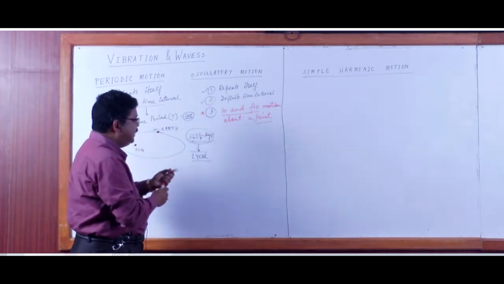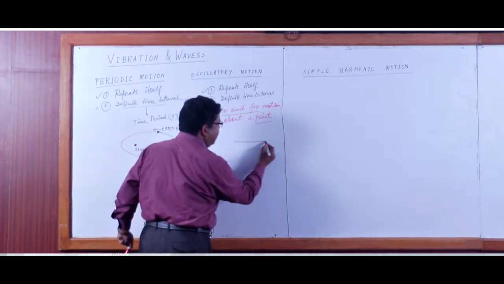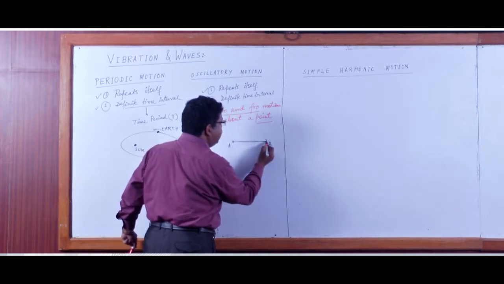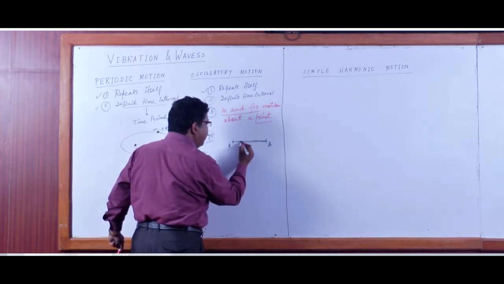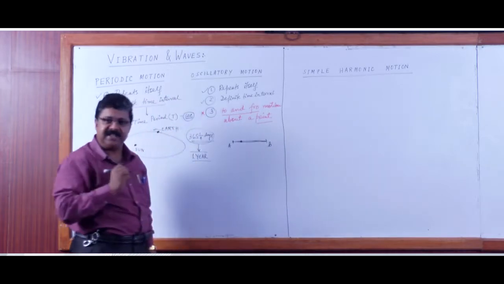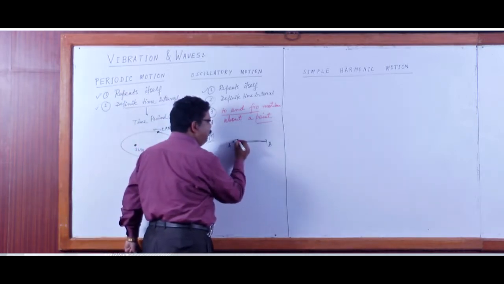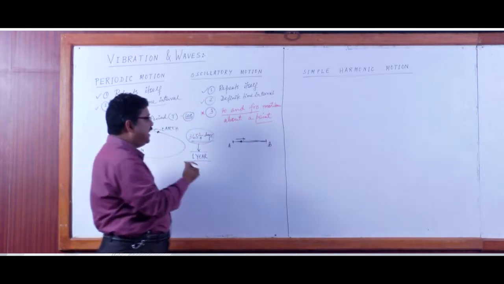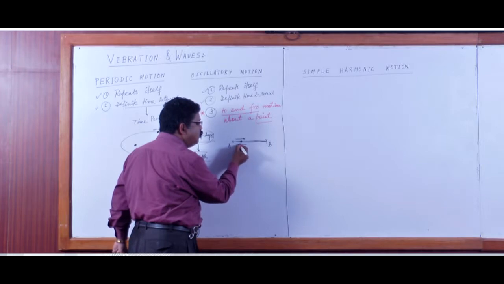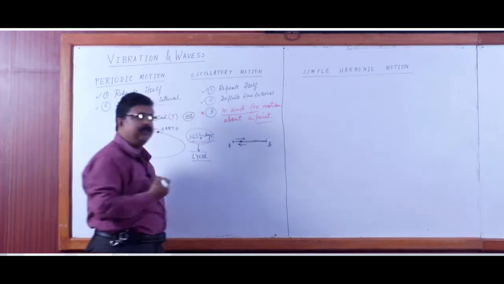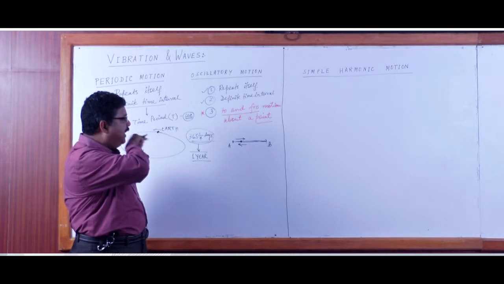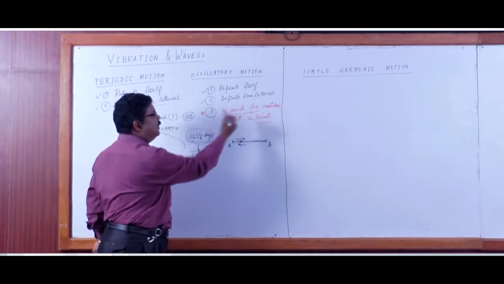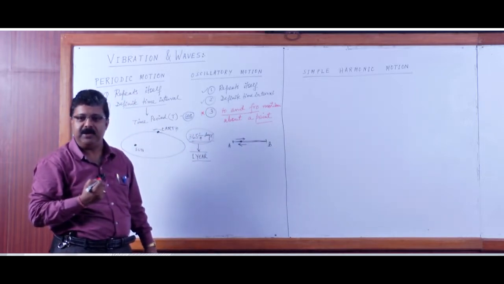To and fro motion means, say if this is the entire path of motion, it starts from A to B. So it goes from A to B, then returns from B to A. So if you consider any point at one part of the cycle, the body travels from left to right. At the other part of the cycle, the body travels from right to left. Any point that we take along the length of the path, the body travels one time from left to right, another time from right to left. So this is called to and fro motion about a point.